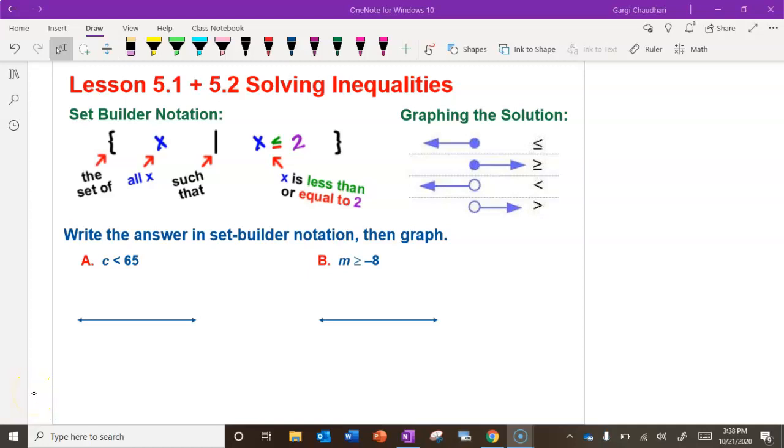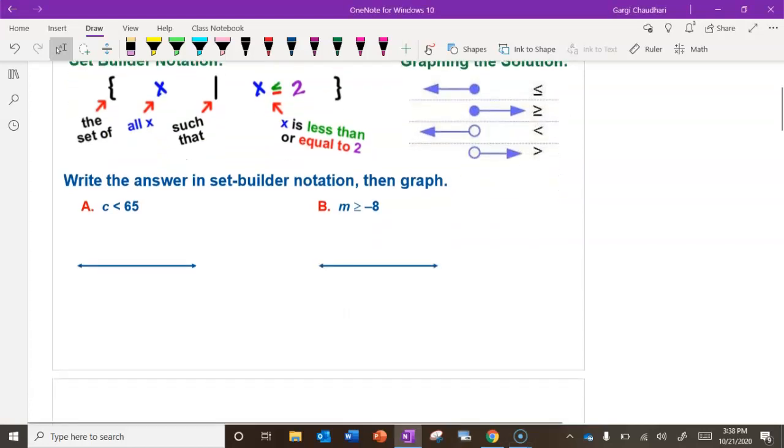All right, let's go ahead and solve some inequalities. We're going to write those solutions in set builder notation and also graph them on the number line. So the first one, we don't need to solve it because C is already isolated. So we're going to first write the set builder notation over here. We get that C such that C is less than 65.